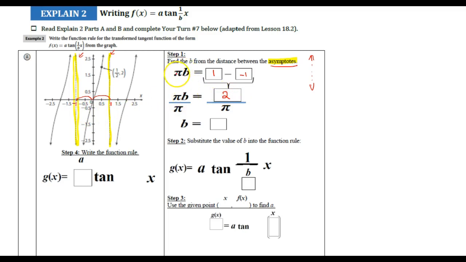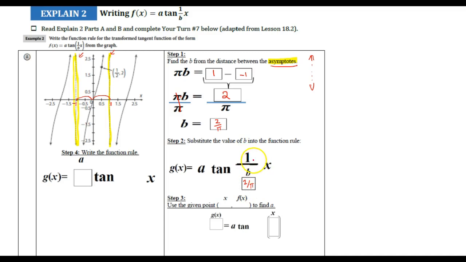So right now I have pi times b equals 2. What's the opposite of multiplying? Dividing, right? So we'll divide both sides, and that'll be b equals 2 over pi. So as you can see here, I'm left with, substitute the value of b into the fraction rule. So I'll write in my b value of 2 over pi.